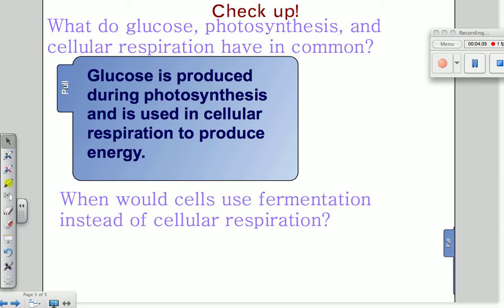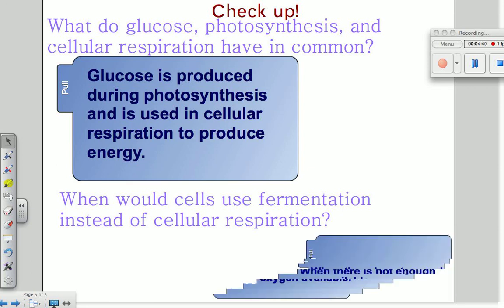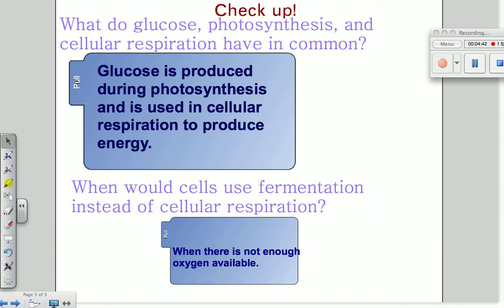And again, when would cells use the fermentation process instead of cellular respiration? Well, it's when there is not enough oxygen available. Either there is no oxygen or there is very little oxygen.